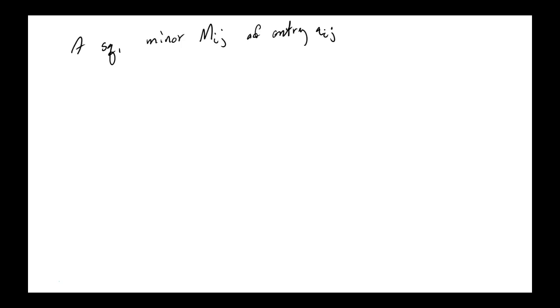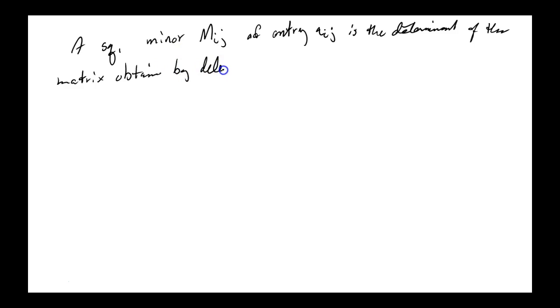So what is the minor of that entry? It's the determinant of the matrix obtained by, this is really a little awkward, deleting the ith row and jth column of the matrix A. We'll get back to this later.